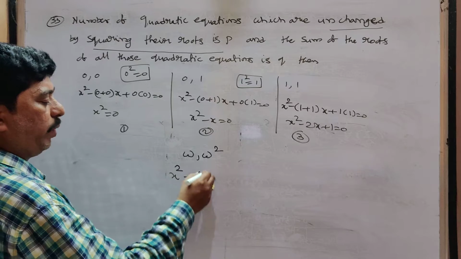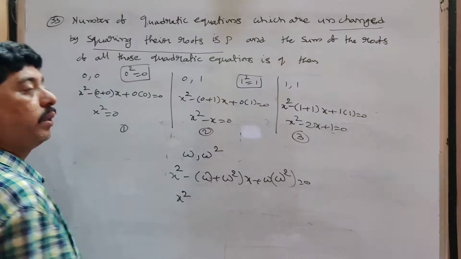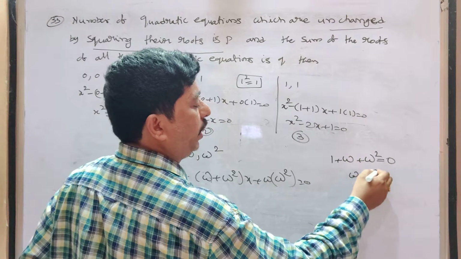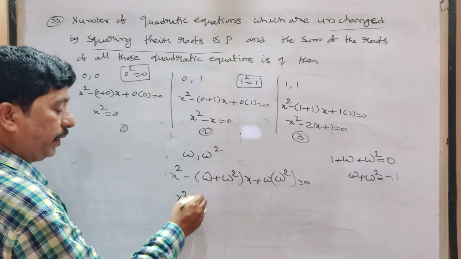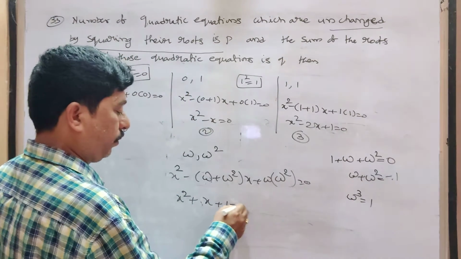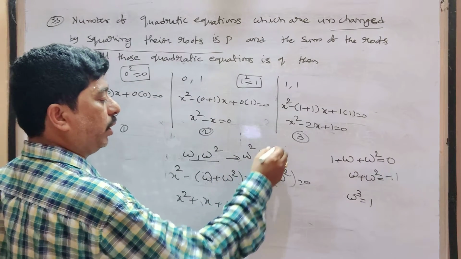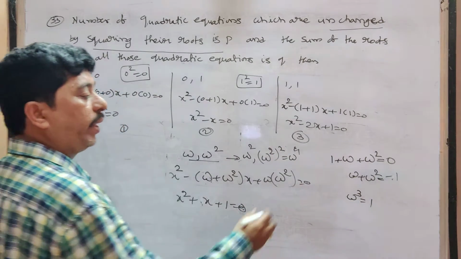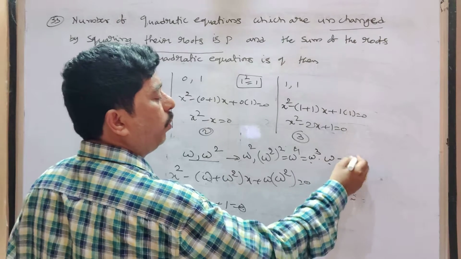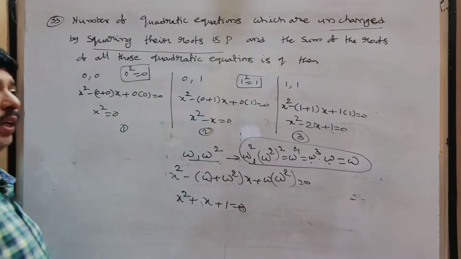x square minus omega plus omega square into x plus omega into omega square equal to 0. That is x square, 1 plus omega square is 0. Further, omega plus omega square is minus 1. So minus into minus, plus 1x. Omega into omega square is omega cube. Omega cube value is 1. If you take the square of these two roots, omega square first root, second root is omega square whole square. It becomes omega power 4. Omega power 4 can be omega cube into omega, 1 into omega, omega. So if you take the square of these two roots, we get again omega and omega square.